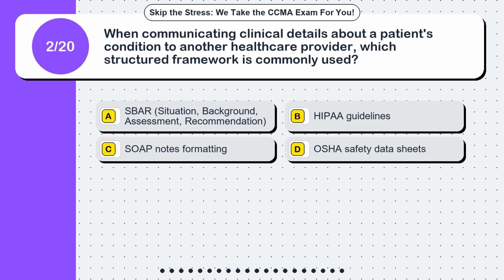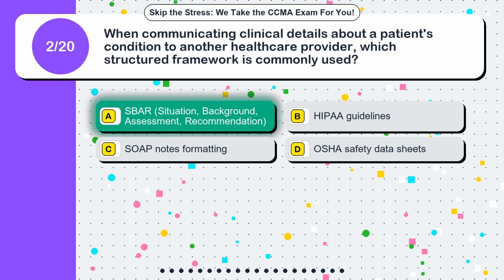Question 2. When communicating clinical details about a patient's condition to another healthcare provider, which structured framework is commonly used? Option A. SBAR, situation, background, assessment, recommendation. Option B. HIPAA guidelines. Option C. SOAP notes formatting. Option D. OSHA safety data sheets. The correct answer is option A.